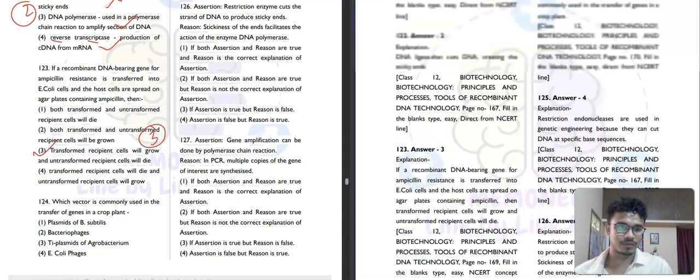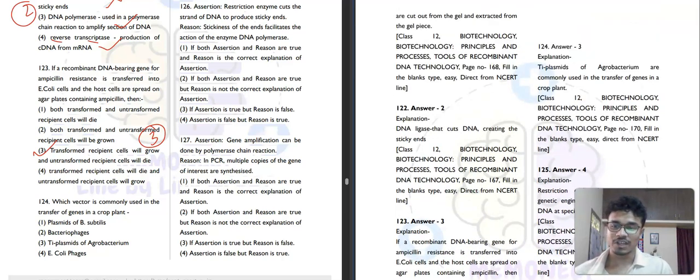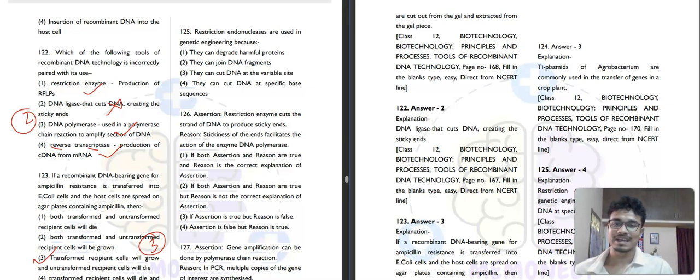Question number 124. Which vector is commonly used in transfer of genes in crop plants? Plasmids of Bacillus subtilis, bacteriophages, Ti plasmid of Agrobacterium, E. coli phages. Ti plasmid of Agrobacterium is most preferably used. So third option. Then question number 125. Restriction endonucleases are used in genetic engineering because they can degrade harmful proteins, they can join DNA fragments, they can cut DNA at variable sites, or they can cut DNA at specific sites where you want to. So that's why it is used. So fourth option will be your correct answer.